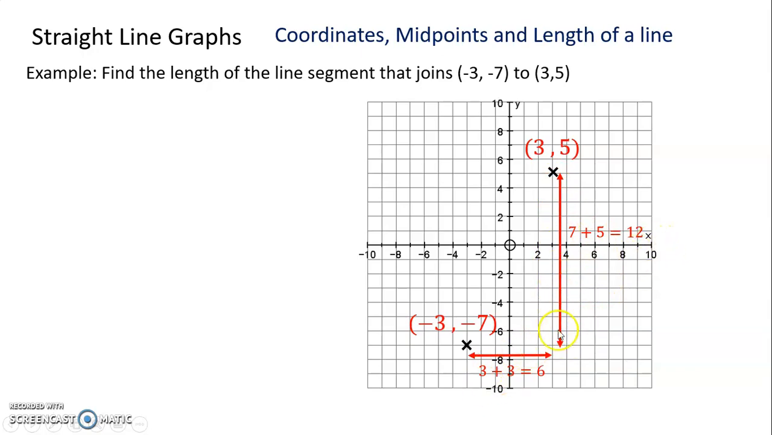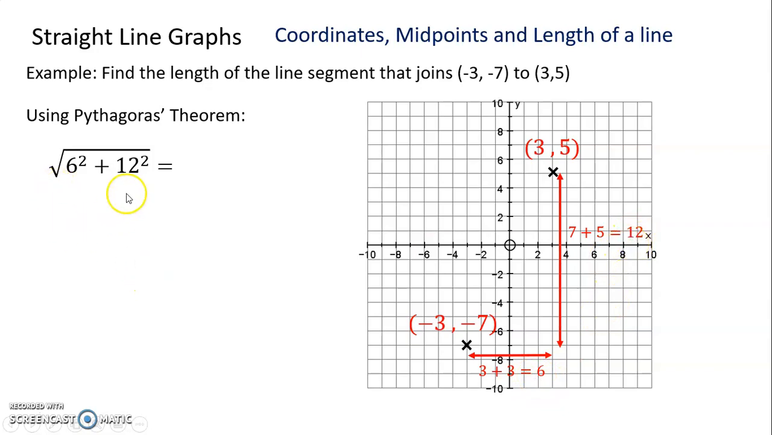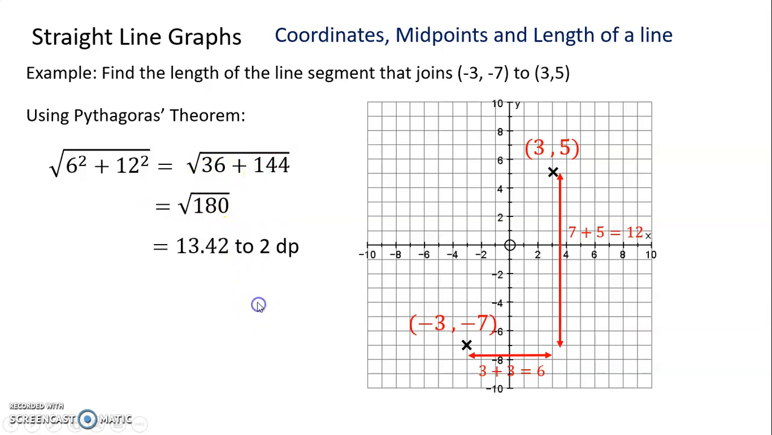So before we were doing a subtraction, but this time we're going to have to do an addition to work out the lengths. Once I know the lengths though, exactly the same, Pythagoras theorem, this length was 6 and this length was 12. So 6 squared plus 12 squared, 36 plus 144 gives me 180. And now I'm going to square root that, so 13.42 to 2 decimal places.